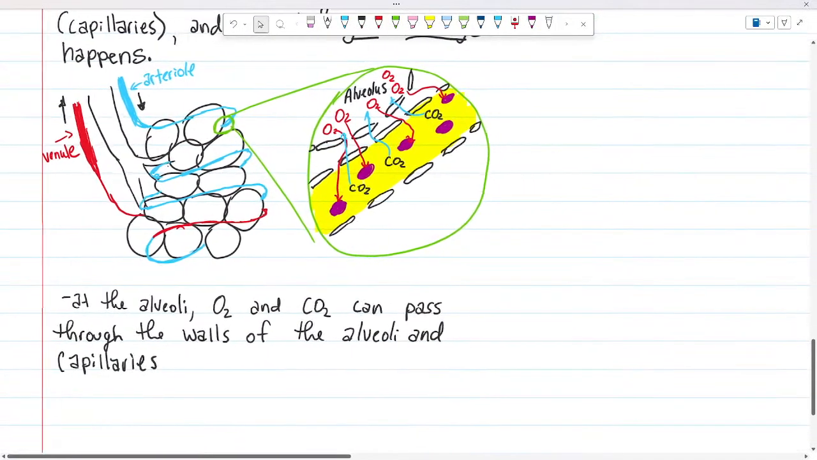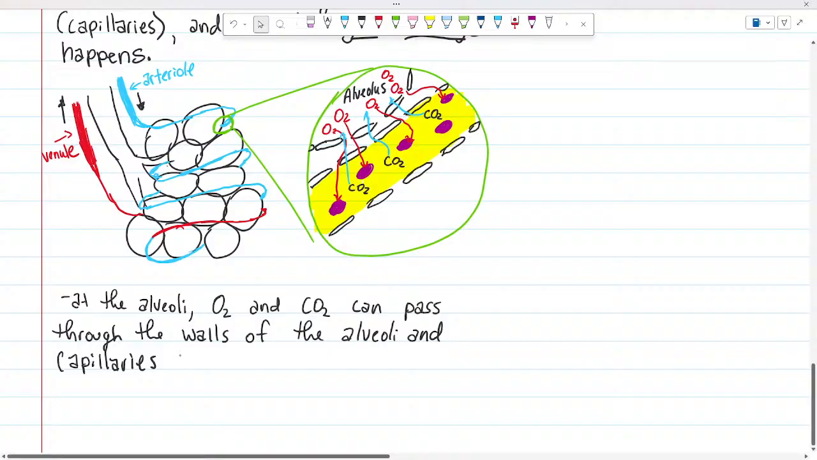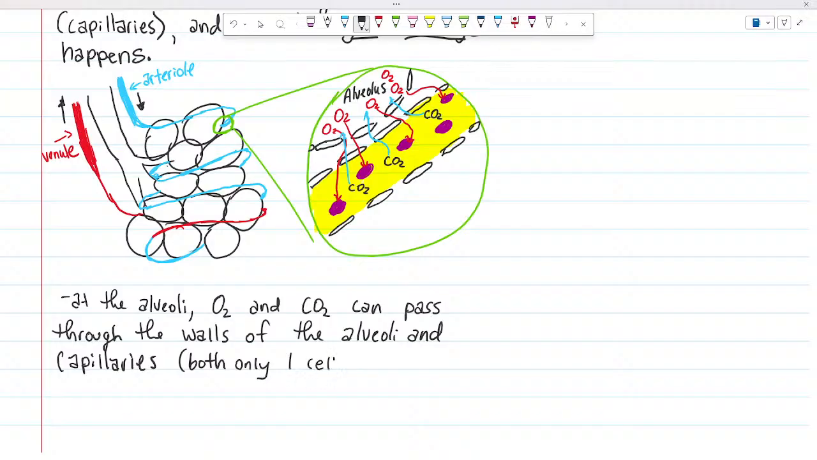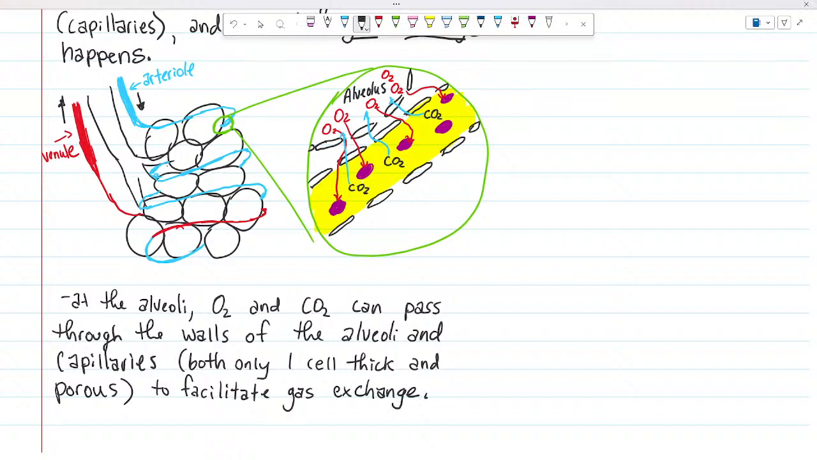So at the alveoli, O2 and CO2 can pass through the walls of them because they're both only one cell thick. And porous. What's it mean for something to be porous? It has holes. Yep. So both are only one cell thick and porous to facilitate gas exchange. What's it mean to facilitate something? Yeah, to make it possible. Facilitate comes from the Latin, but you probably know facile from French. Facile means easy. So to facilitate means to make something easy, to make it possible, to make it happen.